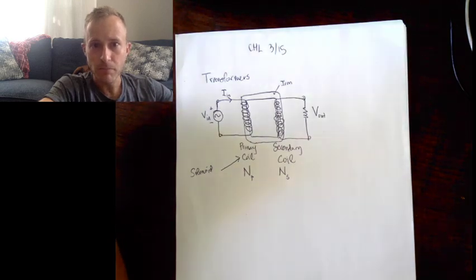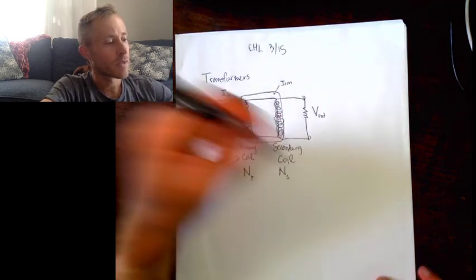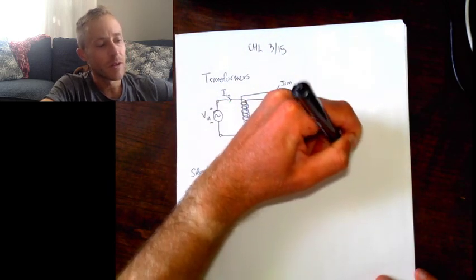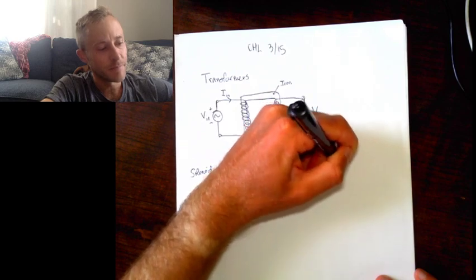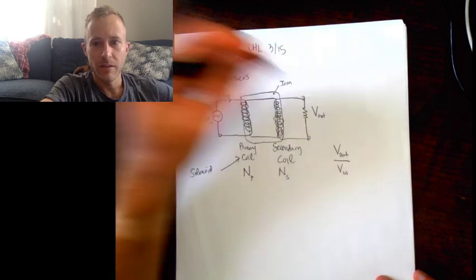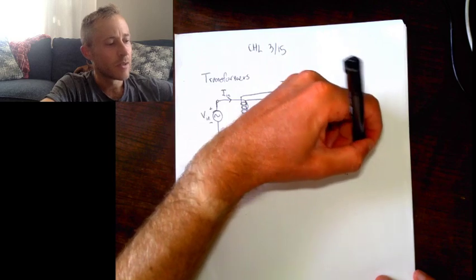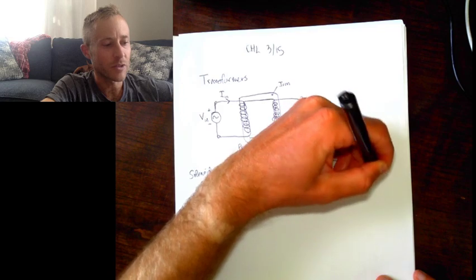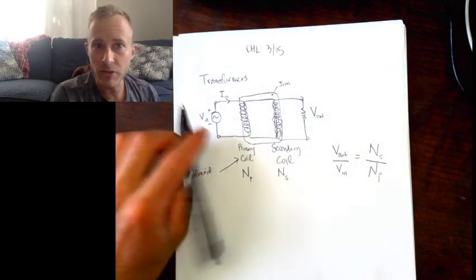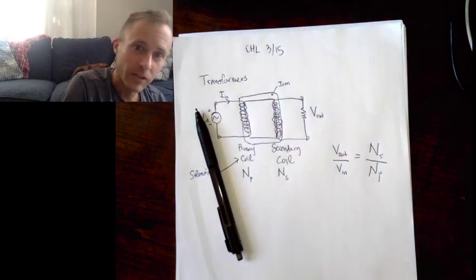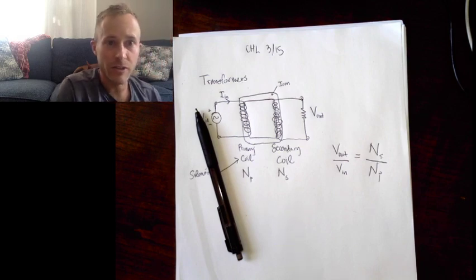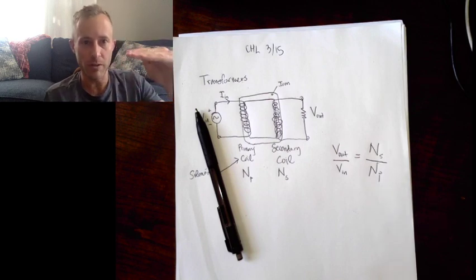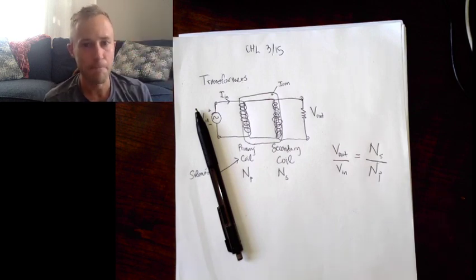And it turns out that V out over V in equals the number of turns in the secondary divided by the number of turns in the primary. So basically what a transformer has the effect of doing is changing the voltage from one level to another level. Okay?